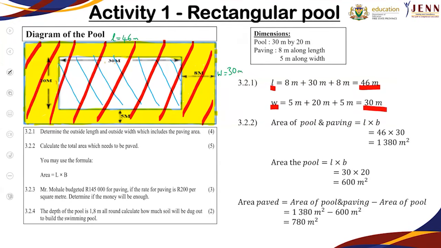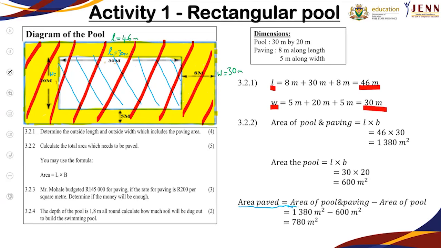Do I have the dimensions of the pool? Yes. They said the length of the pool is 30 meters, and the width of the pool is 20 meters. Therefore, now I can find the paving, which is my yellow. So my starting point: how do I find the area of the paving?